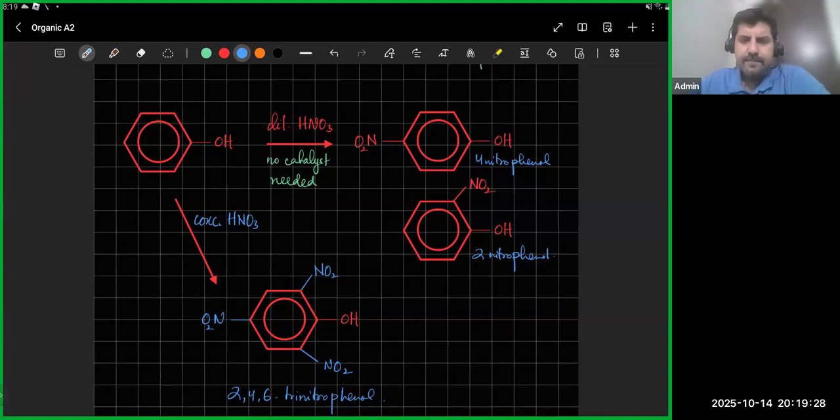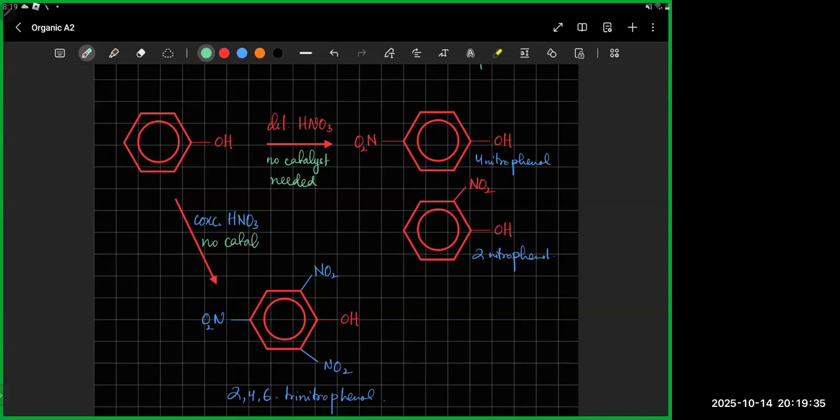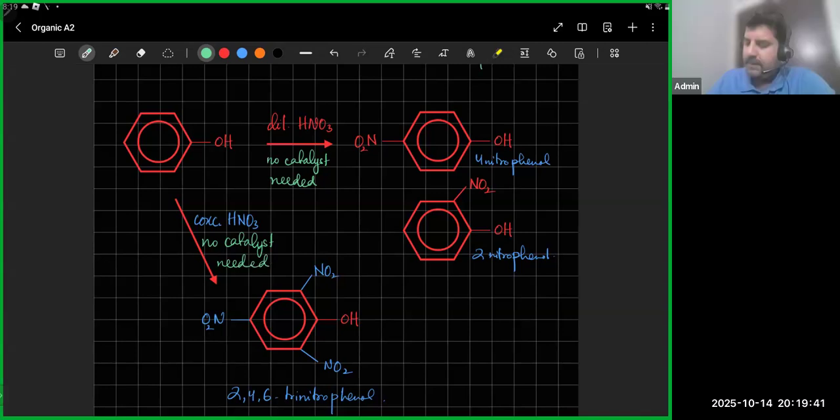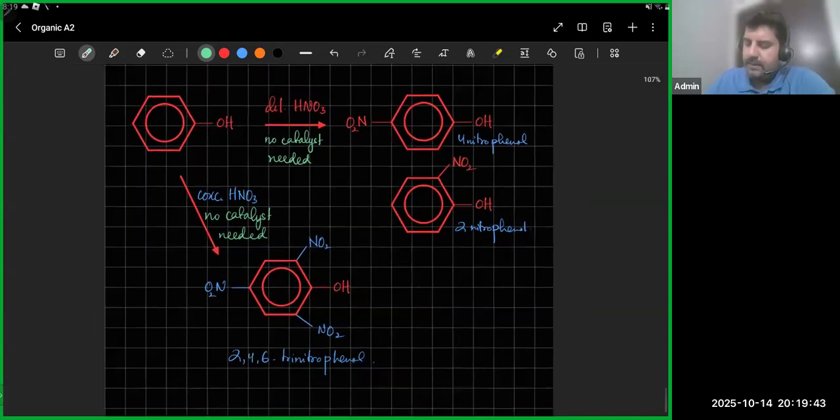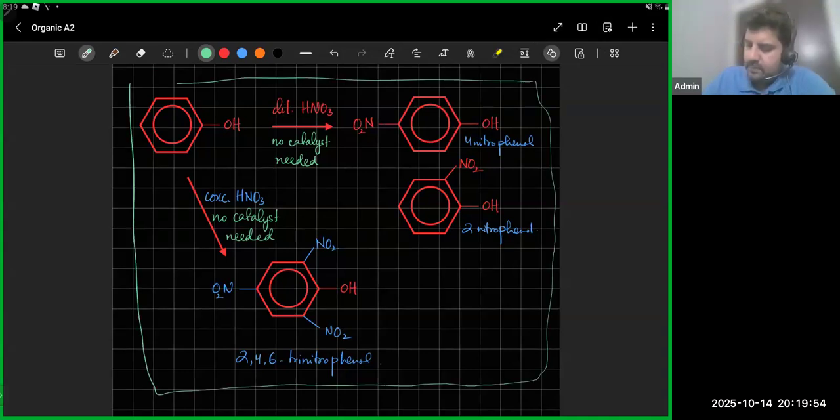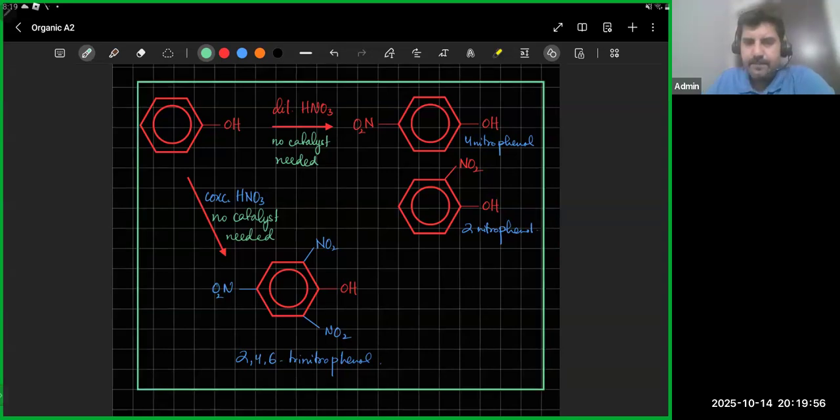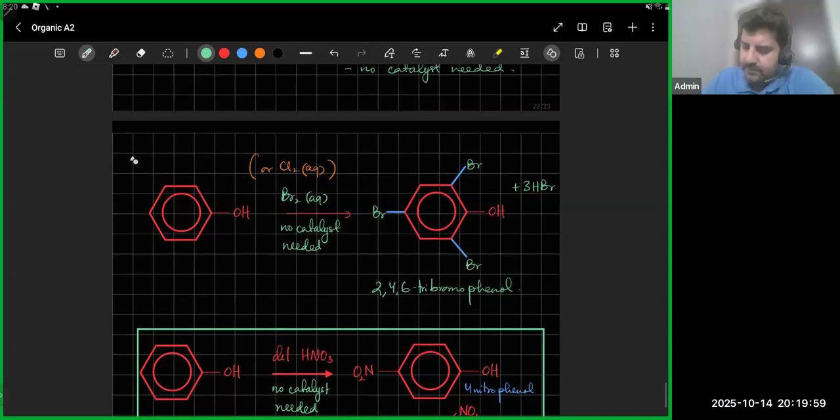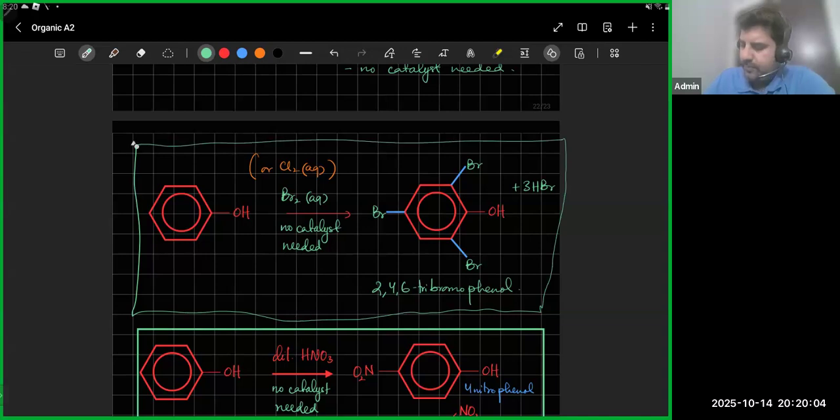Is this clear that no catalyst required in the other one as well? Yes. So those are your reactions, and you got to remember these reactions of phenols. This one is nitration, and that's your bromination.